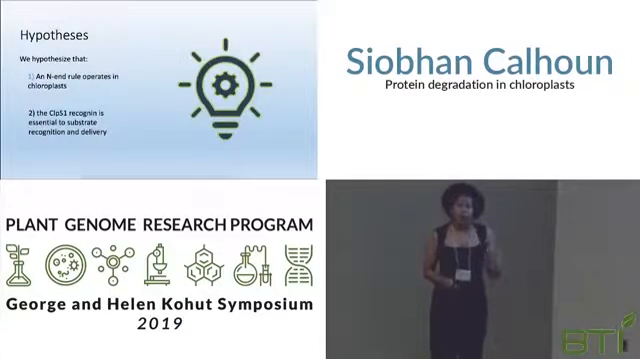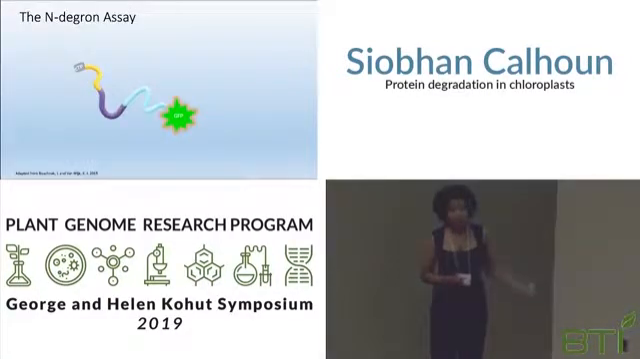So what were our hypotheses? We hypothesized that an N-end rule does in fact function in chloroplasts, and not only that, but that the ClpS1 is essential to this in substrate recognition and delivery to the core. So our objective was to develop a system that would allow us to test this idea. So we came up with a fluorescence assay, and this is the basic setup for that.